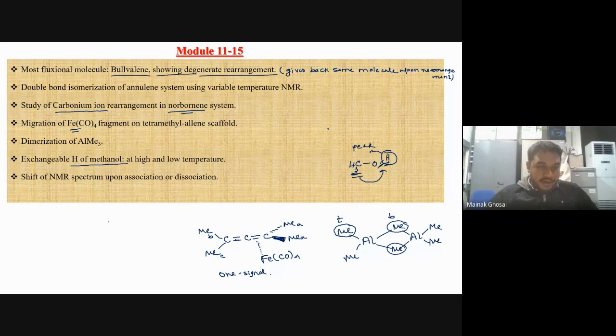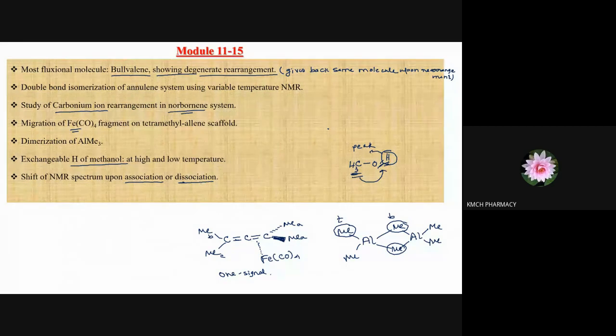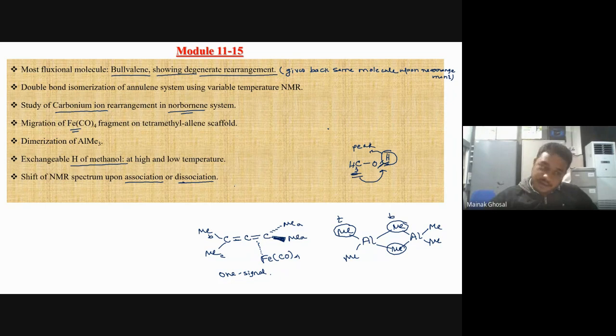So about the association or dissociation, I have told you that it is completely... Excuse me, this is regarding the exchangeable H of methanol. In case instead of O, if nitrogen is there, the same thing will happen. Yes, it's applicable for all types of heteroatoms.